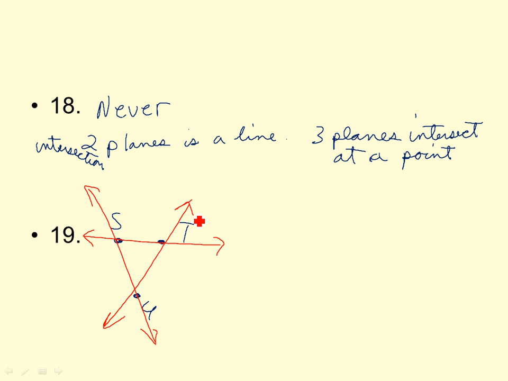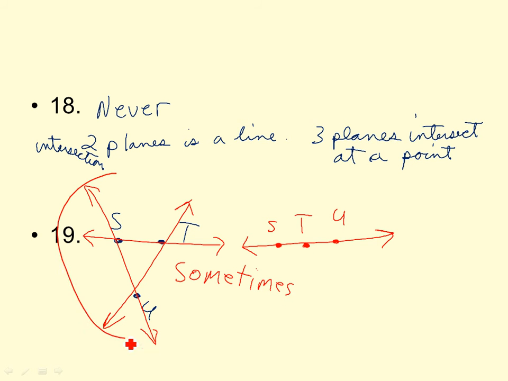The bad thing with that is if I put S, T, and U like this, then those 3 points only make up 1 line together. So the answer to this one would be sometimes. They make up 3 lines if they're 3 non-collinear points, like we had here. These were non-collinear, but if they happen to be 3 collinear points, then they only make 1 line. Next.